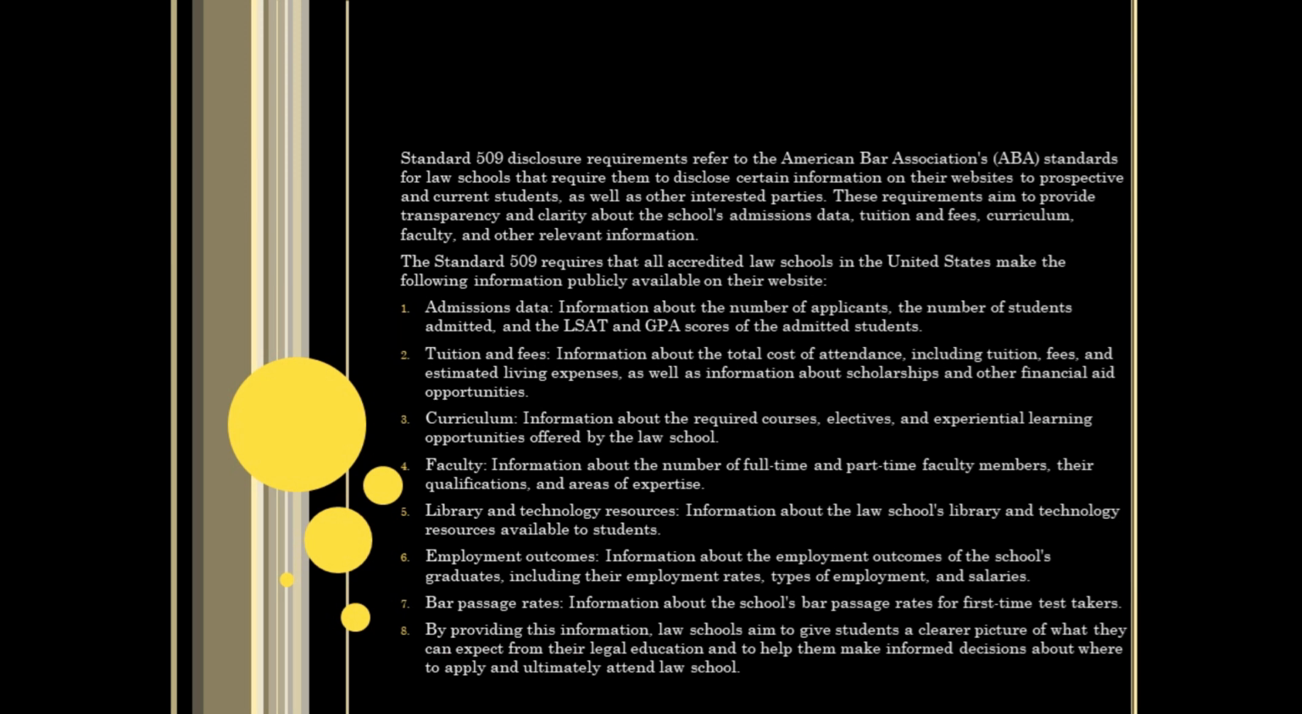3. Curriculum. Information about the required courses, electives, and experiential learning opportunities offered by the law school. 4. Faculty. Information about the number of full-time and part-time faculty members, their qualifications, and areas of expertise. 5. Library and technology resources. Information about the law school's library and technology resources available to students. 6. Employment outcomes. Information about the employment outcomes of the school's graduates, including their employment rates, types of employment, and salaries. 7. Bar passage rates. Information about the school's bar passage rates for first-time test takers.